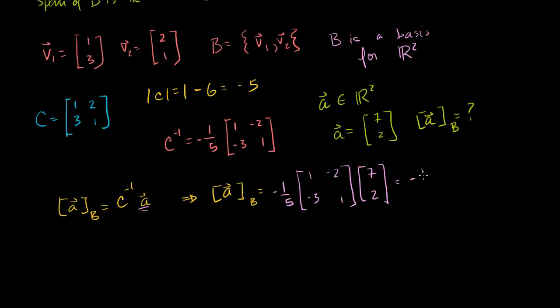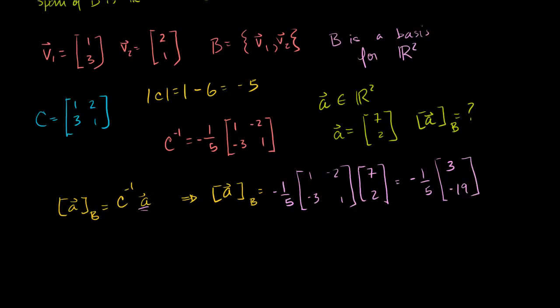This is equal to minus 1/5. And then we're going to get 1 times 7 plus 2 minus 2 times 2. So it's minus 4. So 7 minus 4 is 3. And then we're going to get minus 3 times 7, which is minus 21, plus 1 times 2. So minus 21 plus 2 is minus 19.